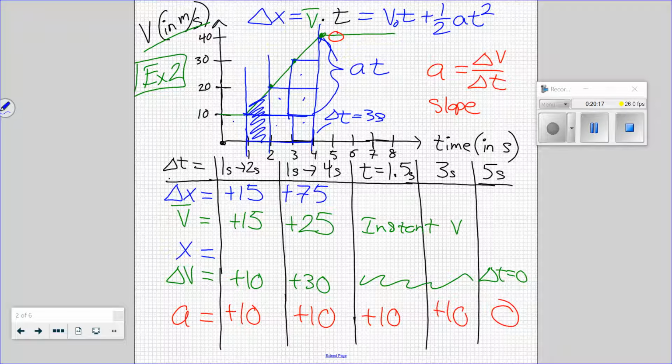Okay, because there's no delta, maybe that's better. You can't tell me displacement at these times.